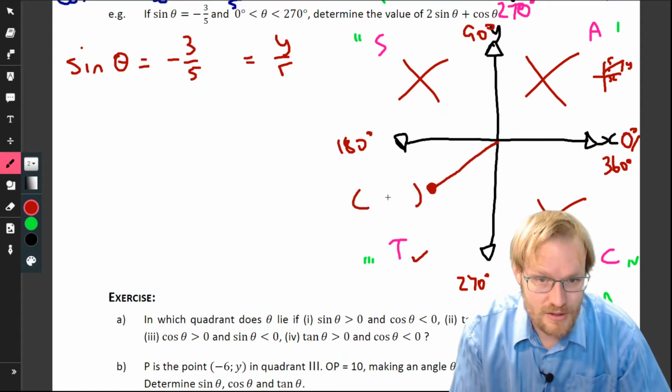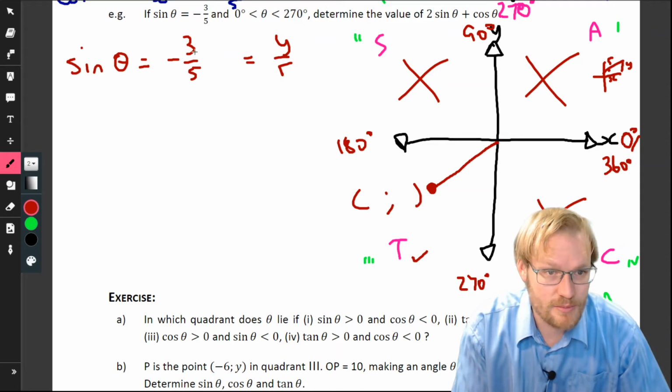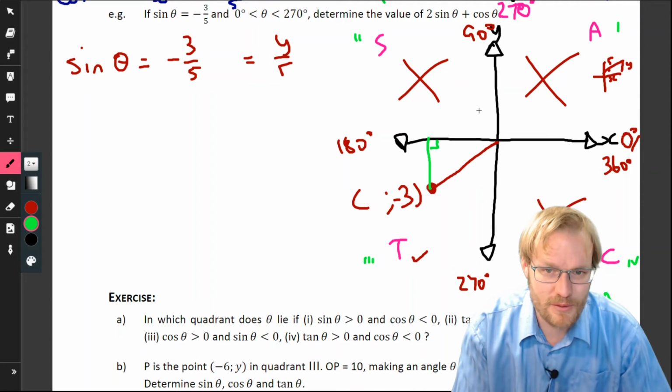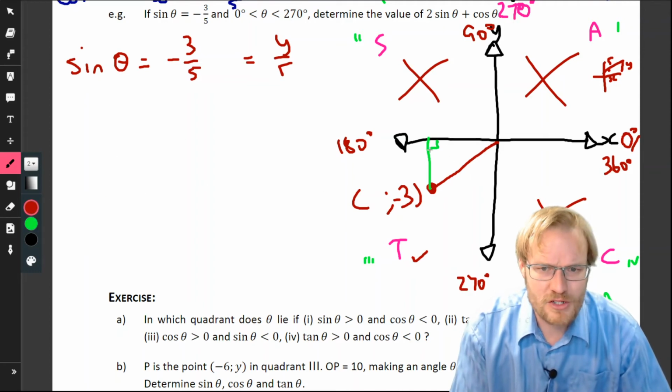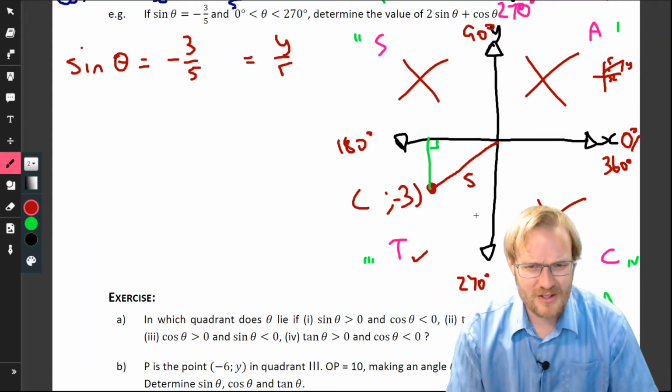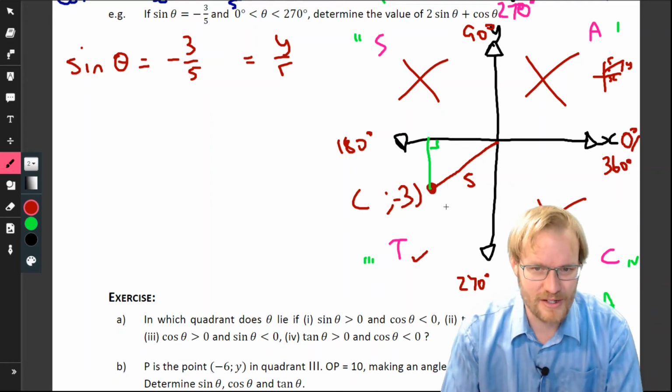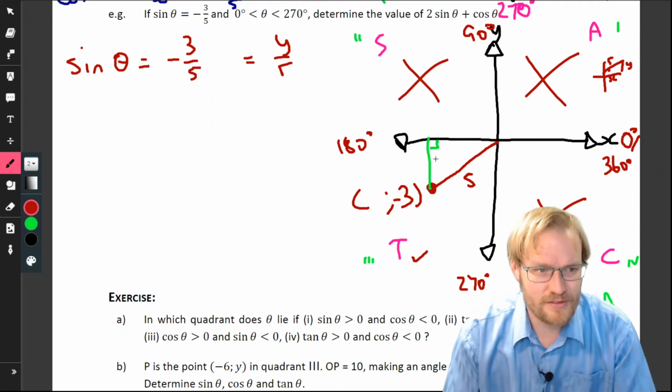It's got an x value. We don't know. It hasn't been given to us. Our y is negative 3. And if we turn this into a nice right angle triangle, remember always from the x-axis, then we've got that our r value is 5. And so far that things are fitting in nicely. The y value must be negative. It's down here. Minus 3 over 5. Cool. Things are looking good.